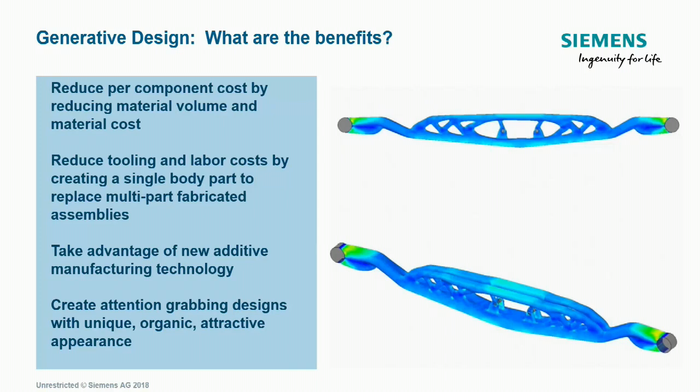The second is the opportunity to reduce your manufacturing costs. Generative design results in a single solid mesh body that can replace a multi-component fabrication such as a welded assembly. This reduces your need to spend money on jigs and fixtures and on welding materials and highly skilled welders. These single body parts can also be manufactured using the latest additive manufacturing techniques. This reduces the need to design and manufacture expensive tooling. It also creates unique, organic-looking designs with an attractive appearance that help your products to stand out from the competition.